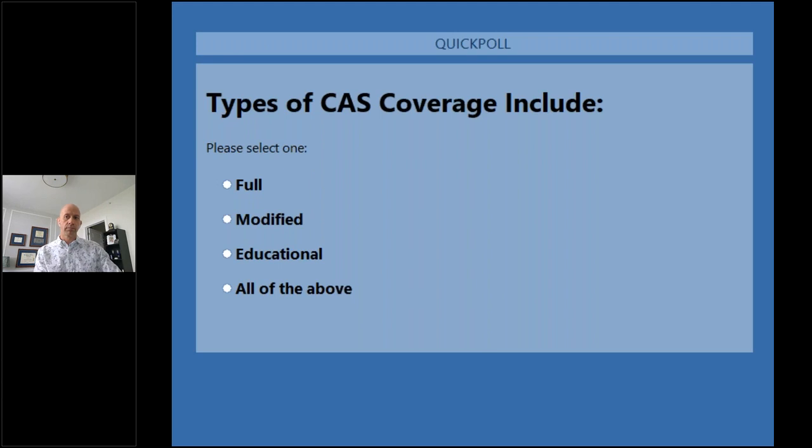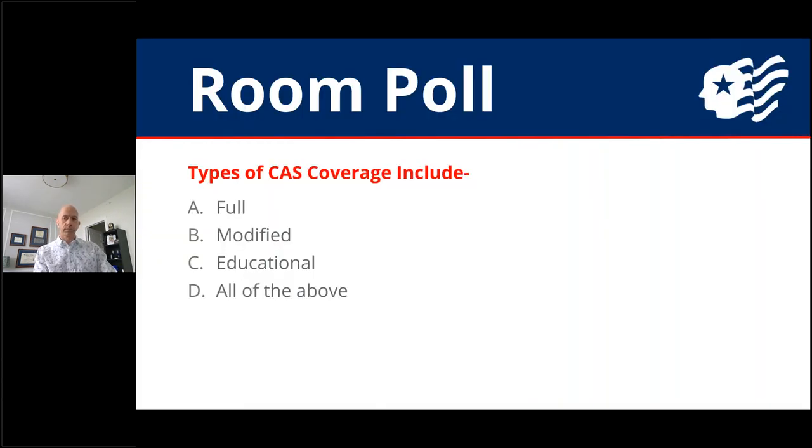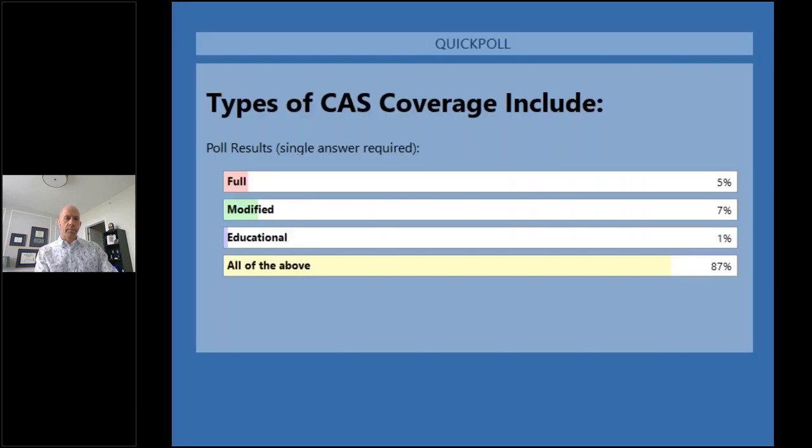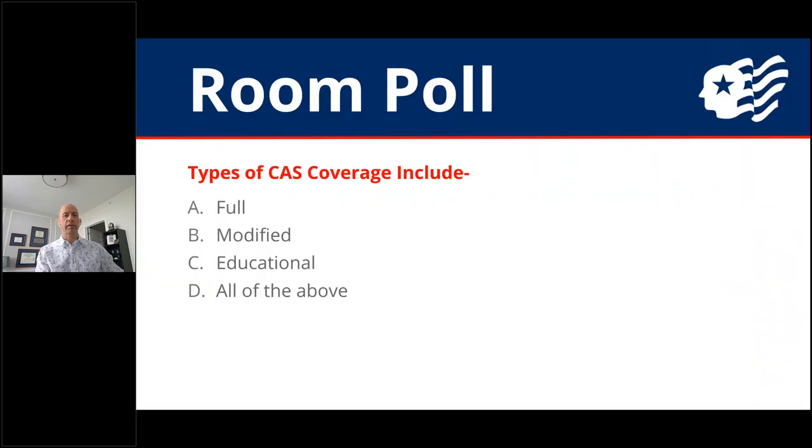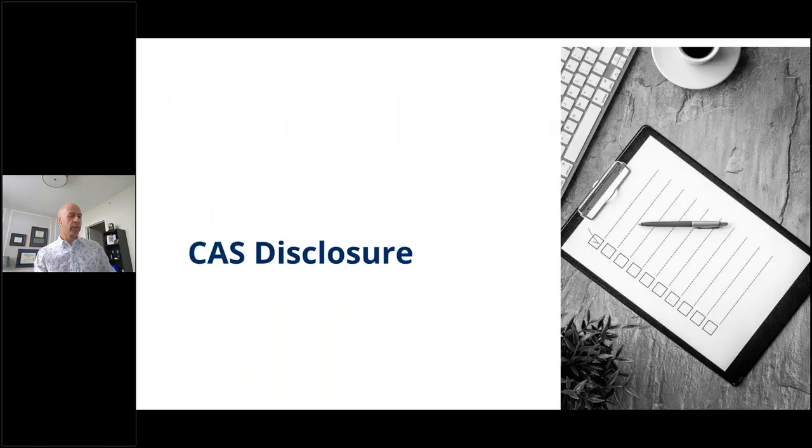Very good. Well, we're going to go ahead and close this poll down. Thanks everyone for responding. I have a strong lean toward all of the above. Yep, it sounds like a good answer to me. We did talk about the fact that there was full and modified, which is what most people would deal with, but we did say that educational institutions have their own part of CAS to deal with as well. So, all of the above.